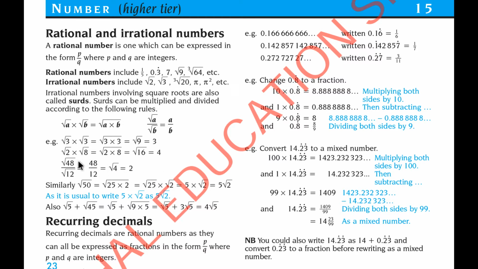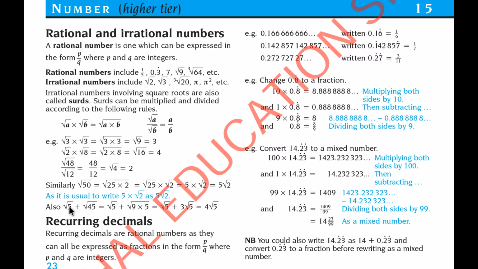Now consider root 48 divided by root 12. So I write inside root 48 over 12. So that's root 4, that is 2. Similarly, root 50 you can write. This is an entire surd. Entire surd means you can simplify further. So root 25 times 2, root 25 into root 2, then you can separate. Then 5 times root 2, which is usually written as 5 root 2.